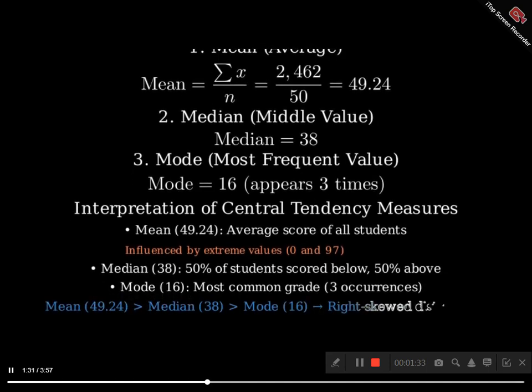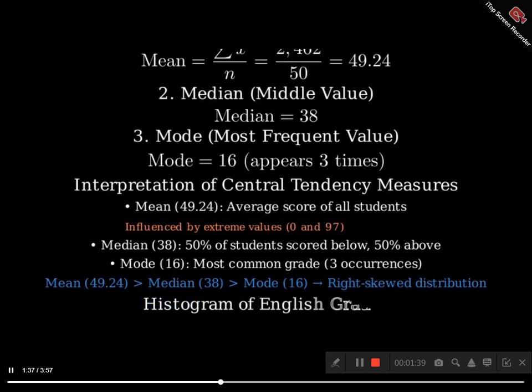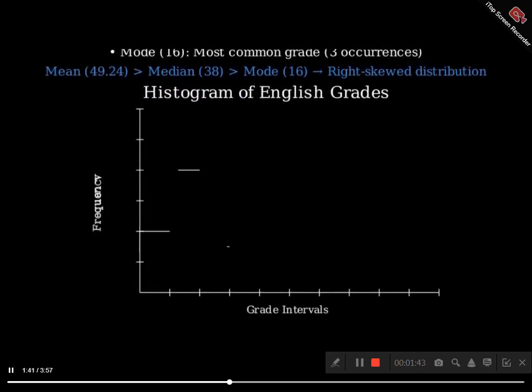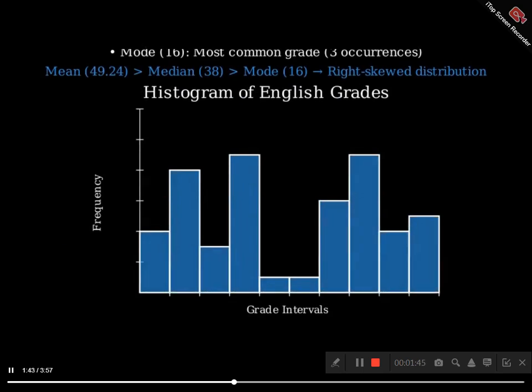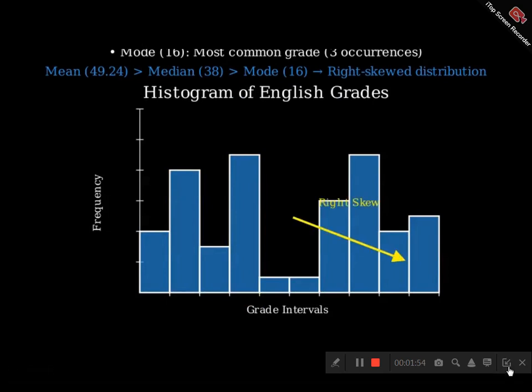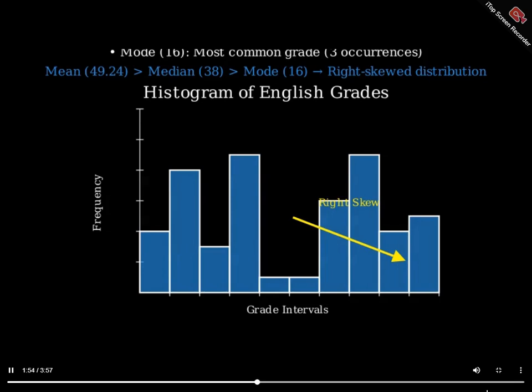Comparing these measures, we can see that mean > median > mode, which suggests a right-skewed distribution. Now, let's create a histogram to visualize our frequency distribution. The histogram shows the frequency of each class interval. We can see that most students scored between 10 and 39. The histogram confirms our earlier observation that the distribution is right-skewed, with a longer tail extending to the right.